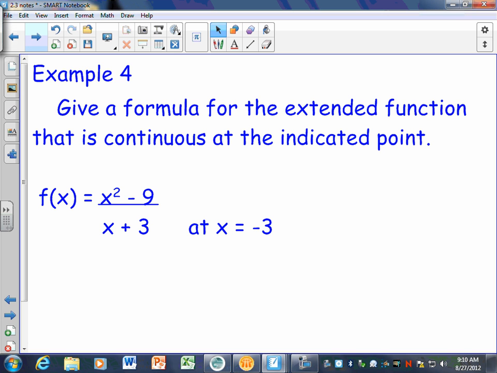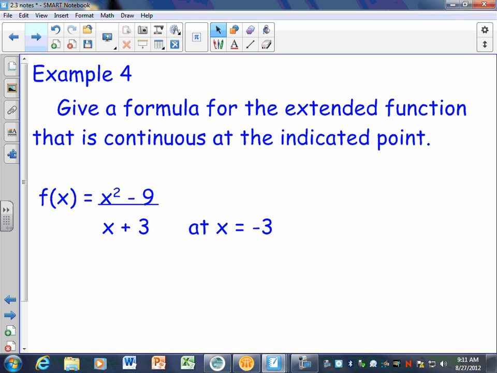All right, I really want to finish this one, and we'll stop at the intermediate value theorem. We've done this lots and lots of times before. It's just different directions, so I just wanted to show you this. It says, give a formula for the extended function that's continuous at the indicated point. That just means use some algebra to get to a way that it wouldn't be undefined at -3.